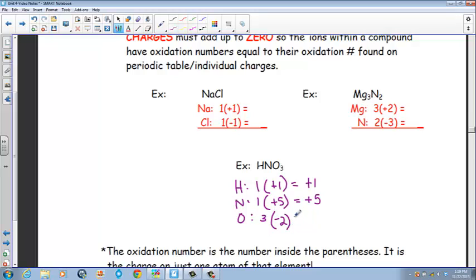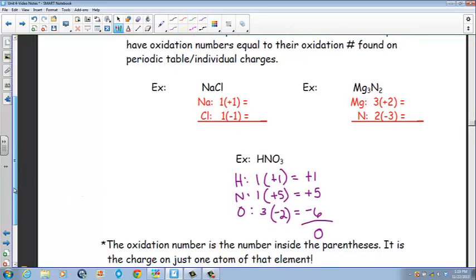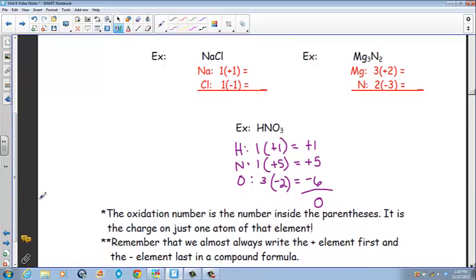So we're going to do 3 times -2 is -6, and when we add all of these up, you have 1 plus 5 is 6, minus 6, and that gives us a neutral charge. So the oxidation number is the number inside the parentheses. It is the charge on just 1 atom of that element.